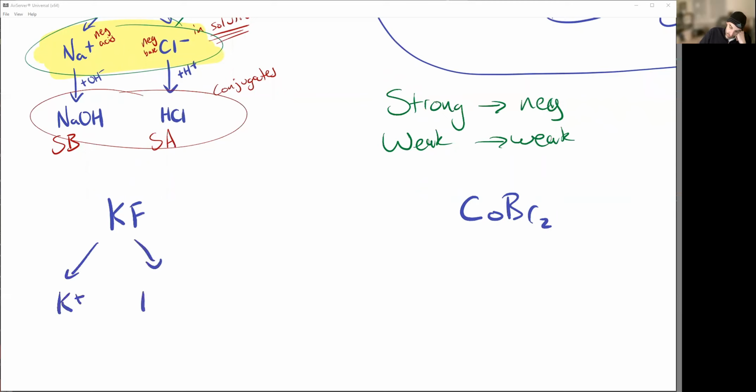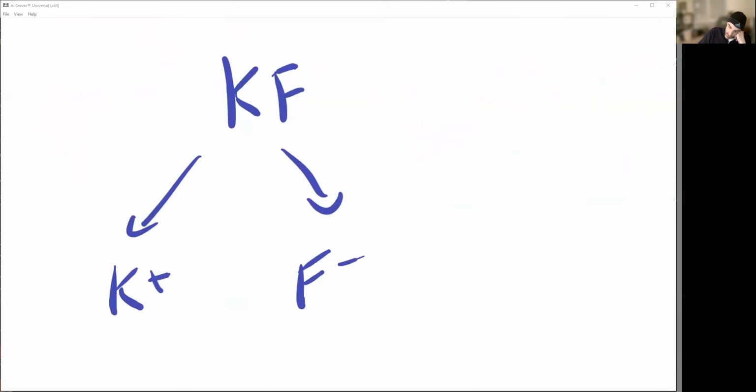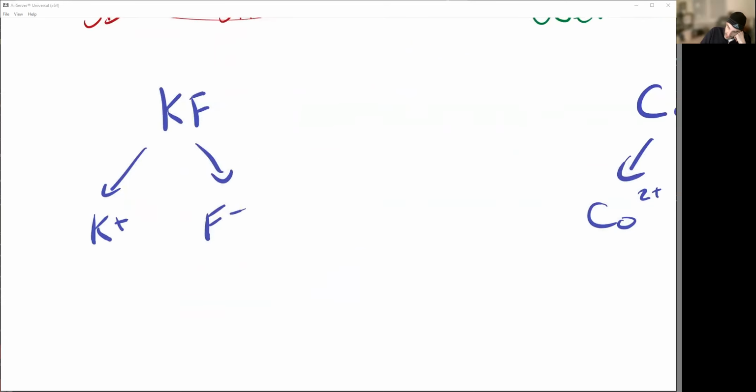K plus, F minus. And Co2 plus and Br minus. I'm just going to focus on this one to start. So I broke it into its ions. What's in solution? Again, this is what's in solution. What are its conjugates? This becomes KOH. This becomes HF.